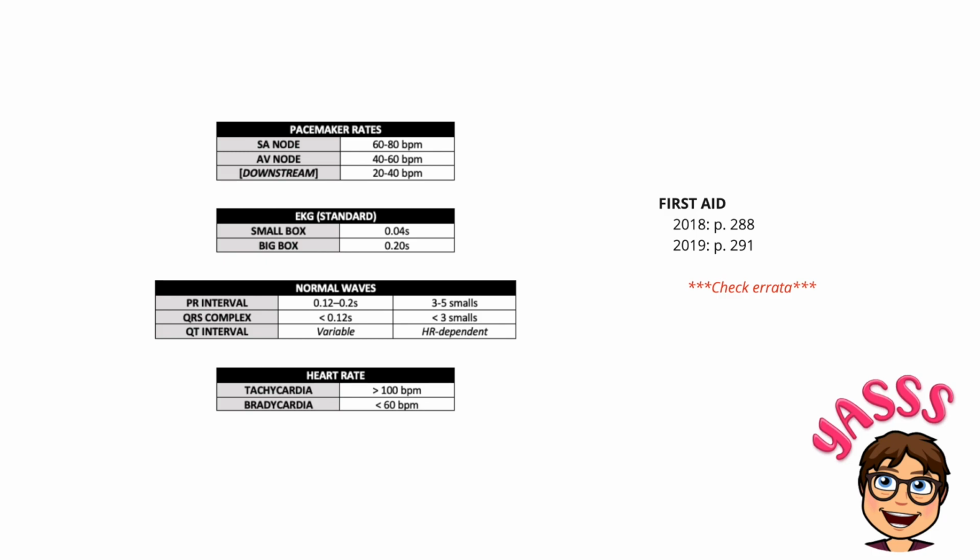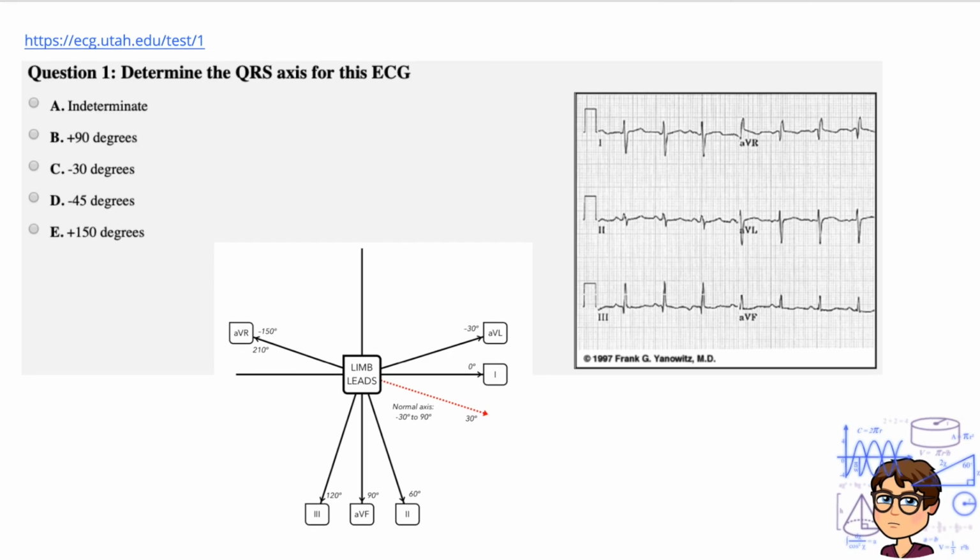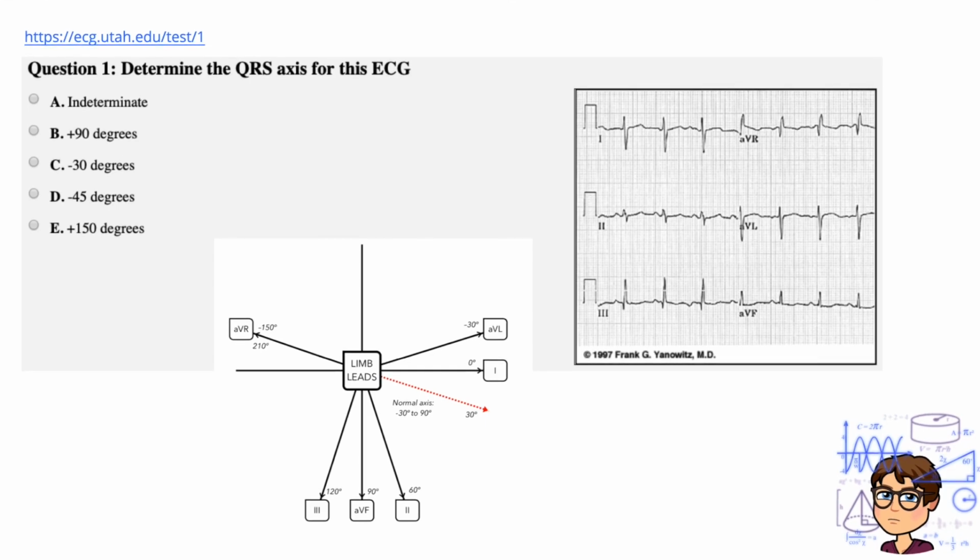For First Aid, the 2018 version, you absolutely need to know page 288 cold, or 2019, page 291, but you need to look online for the errata because that page has significant errors that you need to correct in your edition, or exam questions will be wrong. Okay, so now for some practice, I have a link there for you if you want to do the rest of this quiz, but it's asking us to determine the QRS axis for this EKG.